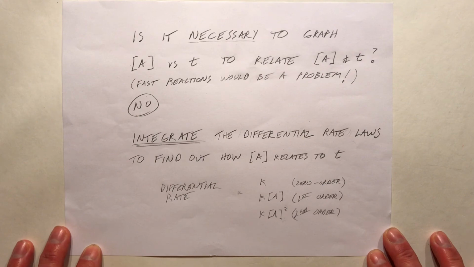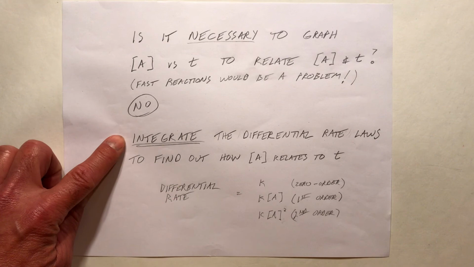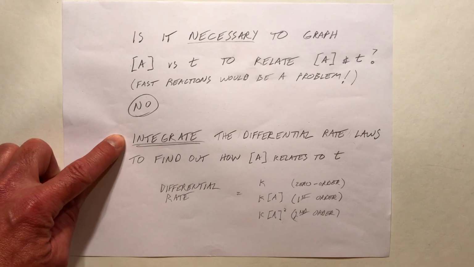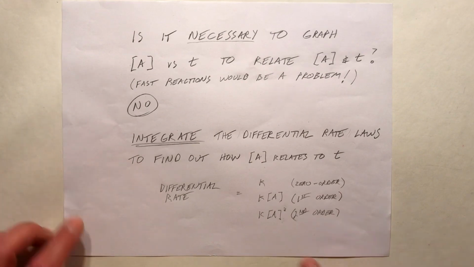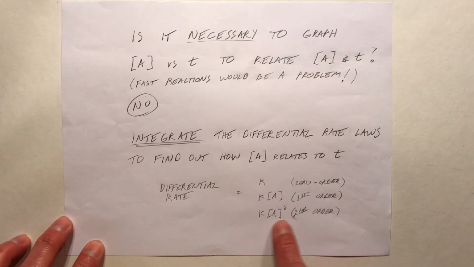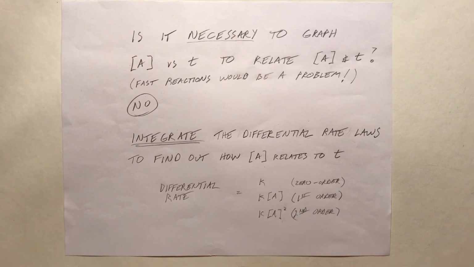No, we don't have to graph it out. What we can do is we can do some calculus and we can integrate the differential rate laws to find out how concentration relates to time. Remember, the differential rate laws look like this. Now, in the next video, we'll talk about the math behind that integration. You don't necessarily have to be able to do that. You don't have to do calculus. And if you can't do the calculus, then you just have to trust that the equations that we describe as the integrated rate laws are correct.